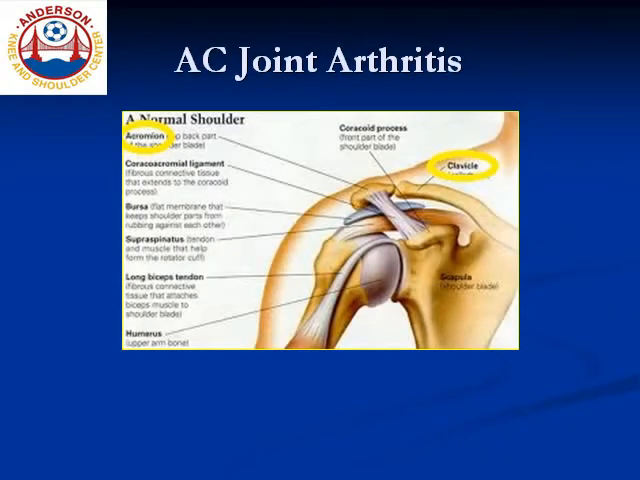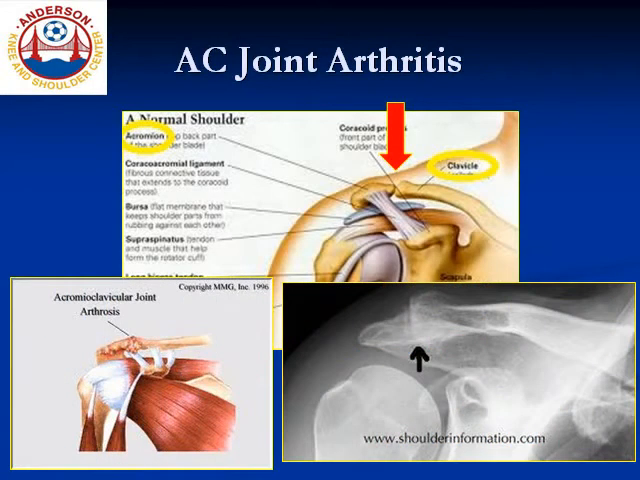Moving on to arthritis of the AC joint, where the clavicle or collarbone meets the acromion, there's a little joint called the acromioclavicular joint. Most people simply refer to it as the AC joint. Very often, it can develop arthritis, seen on the x-ray as bone spurs.